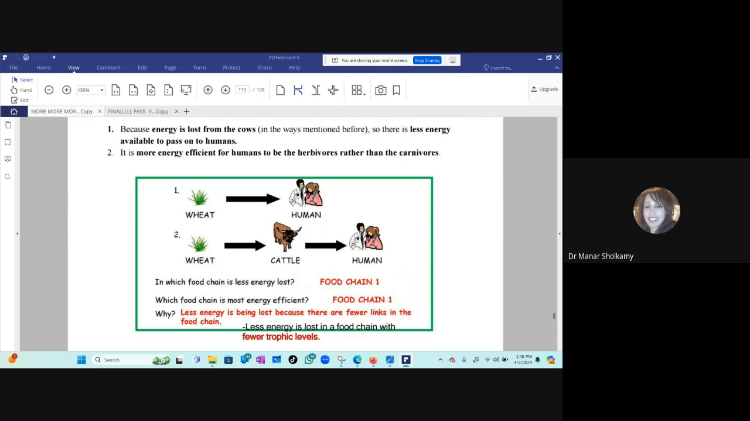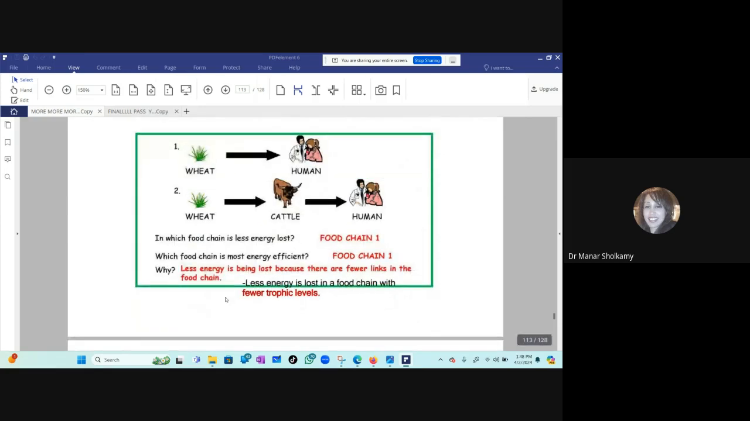The second food chain, we said it is less energy efficient because more energy is lost. Every time the energy is transferred from one trophic level to the next, we have loss of energy in movement, in respiration, in excretion, and lack of digestion. So when we have more trophic levels, we have more loss of energy. Less energy is being lost because there are fewer links in the food chain. Links means trophic levels. Less energy is lost in a food chain with fewer trophic levels.